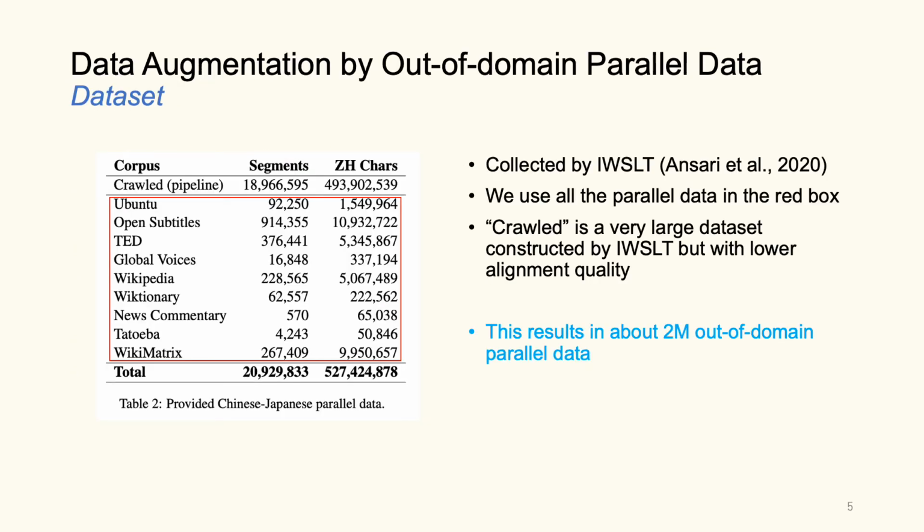So first, we tried data augmentation by using out-of-domain parallel data. Here are the out-of-domain parallel data sets, which are collected by the IWSLT, and we use all of the parallel data in this red box. So this results in about 2 million out-of-domain parallel data.